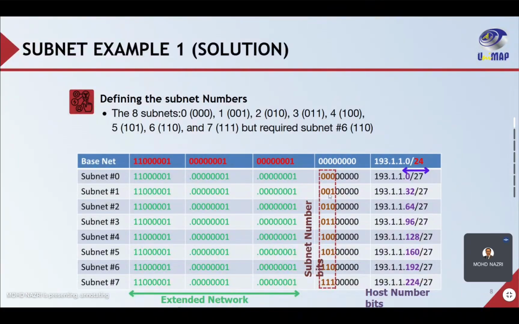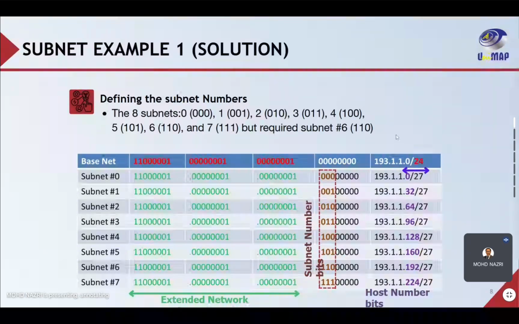This one akan jadi apa? Dia akan jadi 32 lah. 193.1.1.32/27. Okay, sebab kita dah masukkan subnet. Okay, so on. Yang 2 ni akan jadi 64, 3 akan jadi 96. This one 4 become 128, 5 160, 6 become 192.